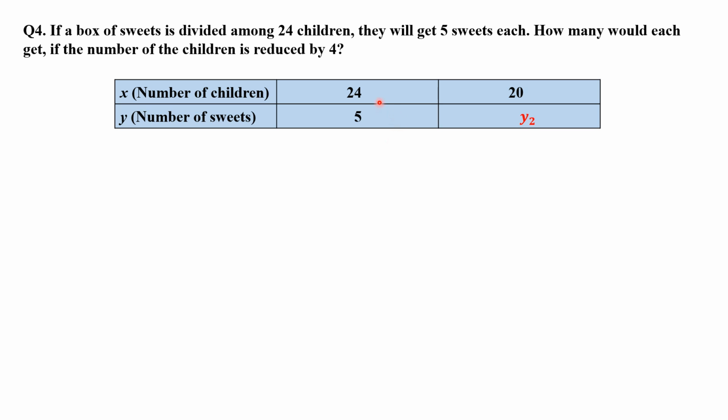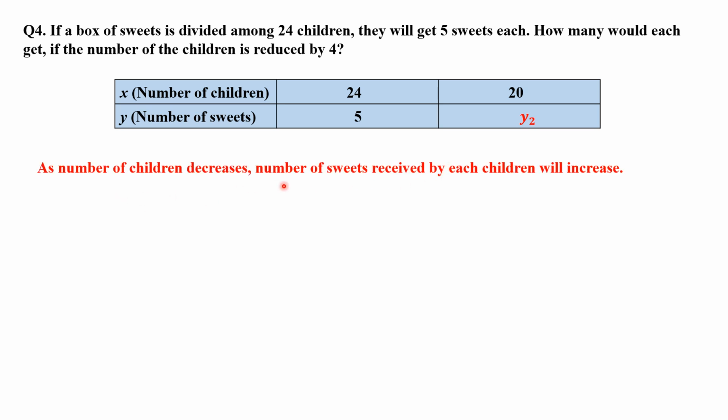So if you decrease the number of students, obviously each student will get more sweets because now the number of children is less. So each will get more sweets. So you can say that this is a case of inverse proportion because as the number of children is decreasing, the number of sweets received by each student is increasing, isn't it? So I can write that as the number of children decreases, the number of sweets received by each student will increase. So from here I can write as x decreases, y increases. So it is inverse proportion.